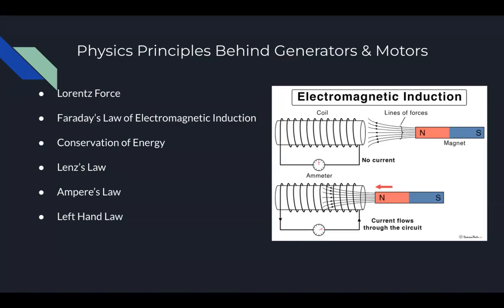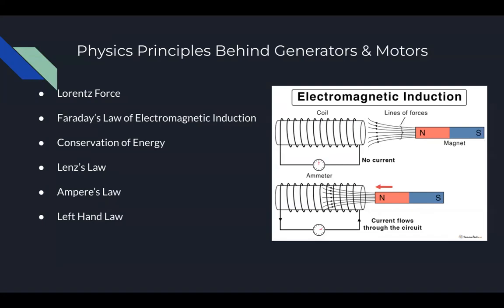The Lorentz force is the electromagnetic force experienced by a charged particle moving through an electromagnetic field, which results in its deflection perpendicular to both its velocity and the magnetic field direction. In generators and motors, the Lorentz force is crucial because in a generator, when a conductor, usually a coil of wire, moves through a magnetic field, the Lorentz force acts on the charged particles within the conductor, inducing an electric current. Basically, this current is the basis for generating electricity.